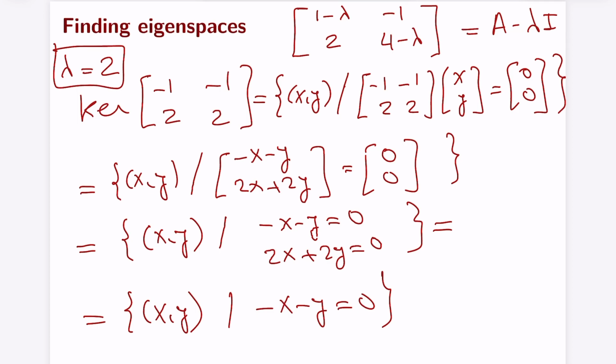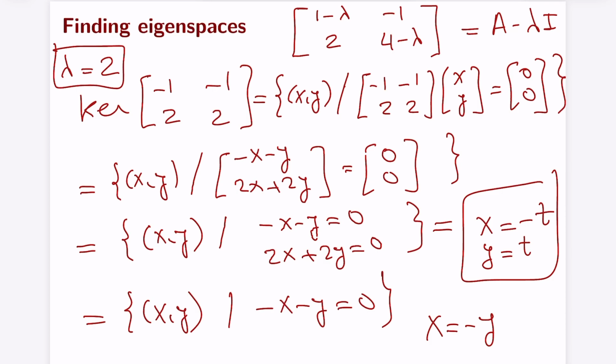And here we can write this in parametric form. Remember that this is a system that has infinitely many solutions, so it will depend on a parameter. Let's call y equal t, for instance. If we make this choice, then solving for x, we have that x is equal to minus y, so x equals minus t. So these are the parametric equations of this space, of the kernel.